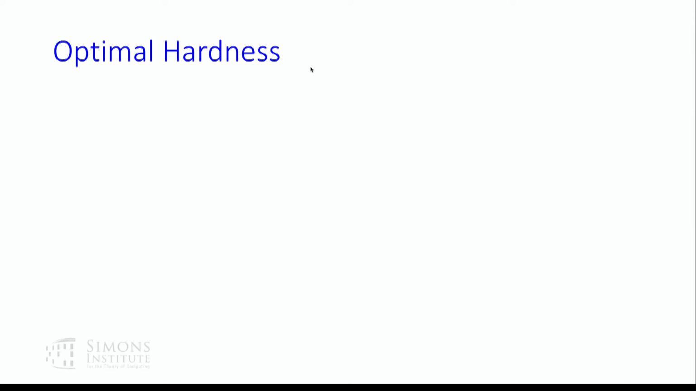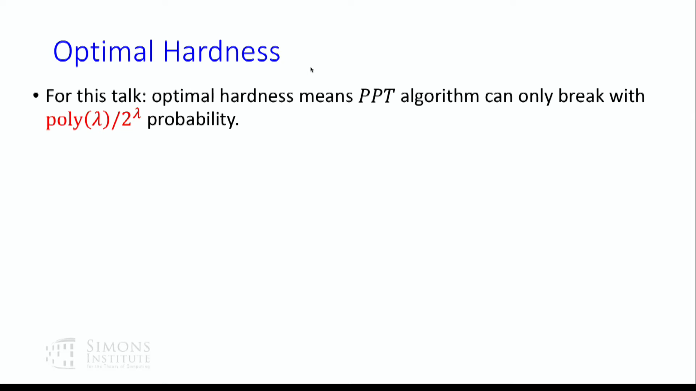So optimal hardness of some problem intuitively means that a polynomial time adversary can't break the assumption with better than some kind of trivial probability. Trivial probability essentially means guessing some secret, and the assumption will be that you can't do any better than guessing the secret uniformly at random, possibly with some polynomial in your description length overhead. So it's quite a strong assumption, definitely not a standard assumption.